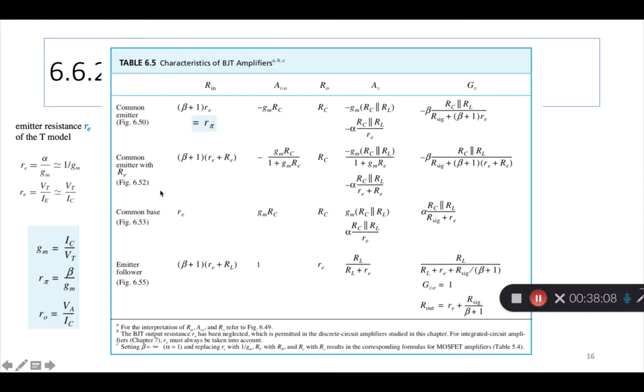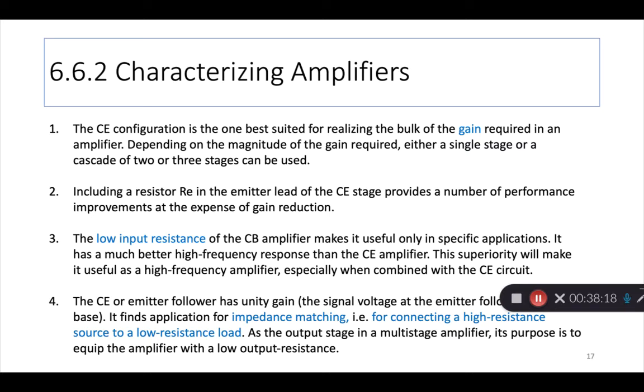So all these formulas are derived in the textbook. It takes some time, but for my purpose, to solve problems, we're going to use that table quite a bit. Okay, so, characterizing amplifiers summary. The CE configuration is the best for realizing most of the gain required in an amplifier.